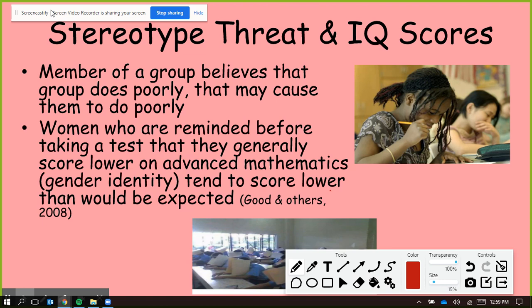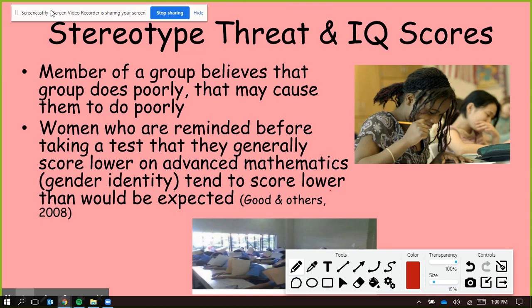Basically, the stereotype becomes a threat to them. They found that African Americans, if told that they generally have lower IQs on an IQ test, will score lower than they should. And women, being told that they generally don't score as well in high level mathematics, tend to score lower than they would expect.